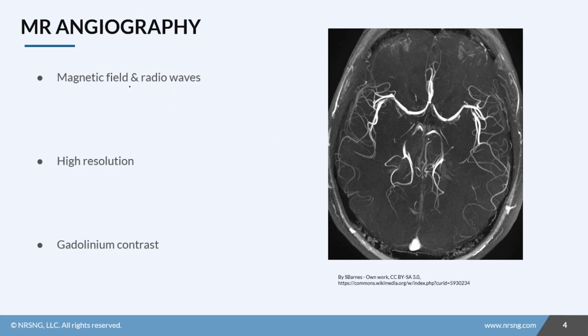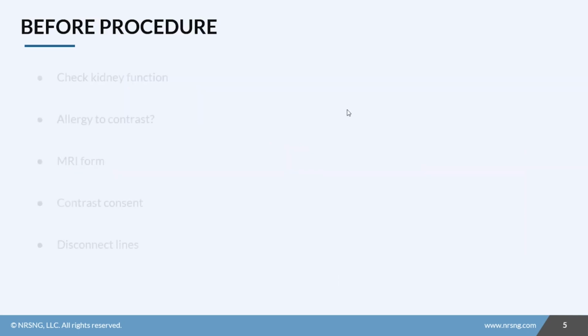MR angiography uses a magnetic field to realign the hydrogen atoms and radio waves to cause them to make signals to create the pictures. MR is a high resolution imaging, and it uses gadolinium contrast. So guys, look at how cool this picture is and how clearly you can see the vessels in the brain. Next, let's discuss what to do to prepare the patient for these procedures.